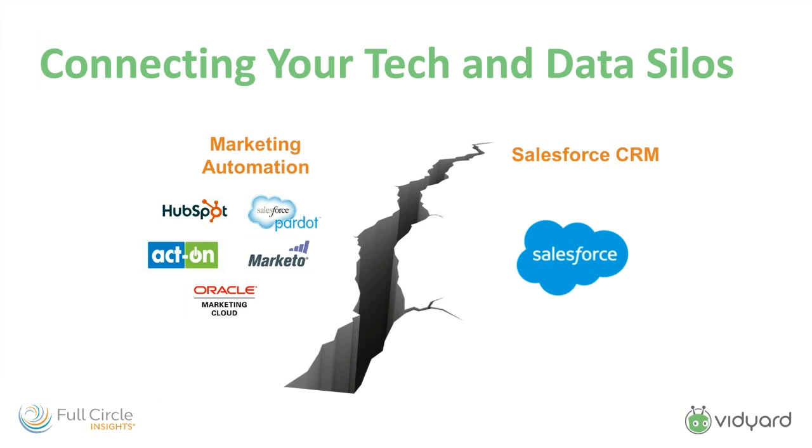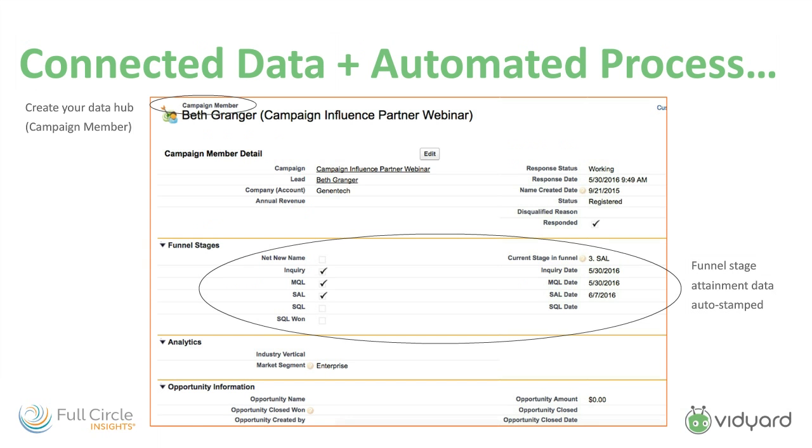We at Full Circle believe that you need to create some sort of data hub, right? So that data hub includes, let me see, oh, there we go. It took a while for it to show up on my end. But that data hub is all about connecting your data together to have a single view, a single source of truth. And here, what you see is the data hub that Full Circle Insights implements, and this is part of our product as well. And this is using your campaign member object.